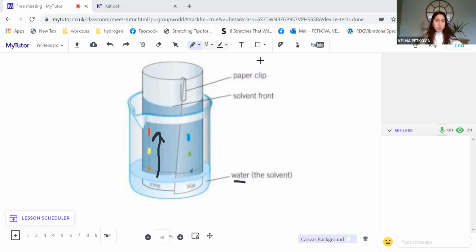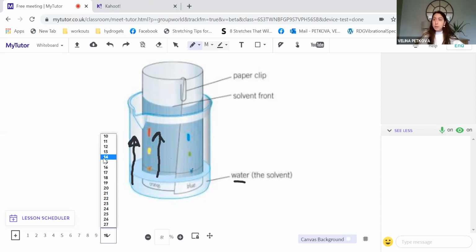Okay, so the way that paper chromatography works is you dot your mixture onto the line, you put your paper in a solvent, and the solvent carries up the different compounds and separates them that way.